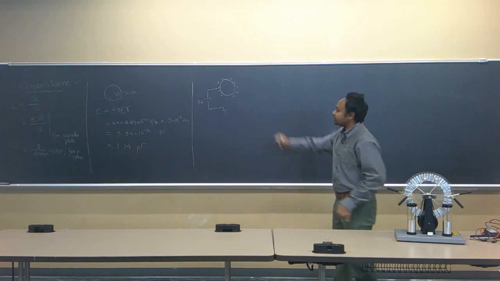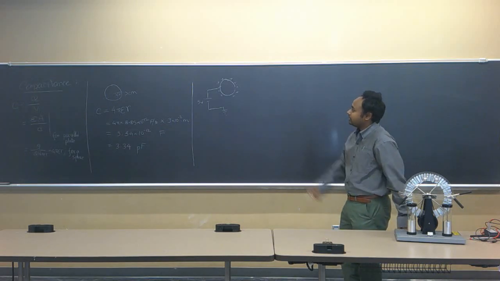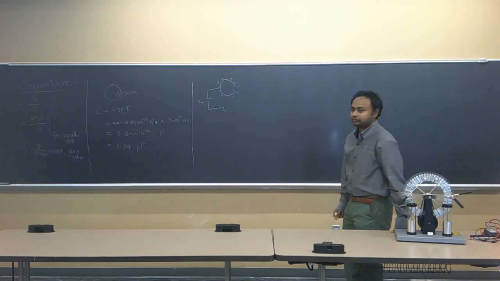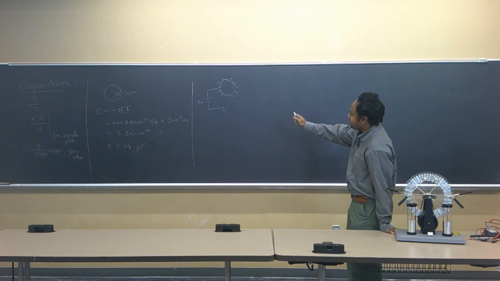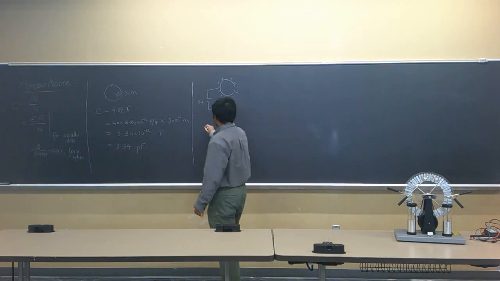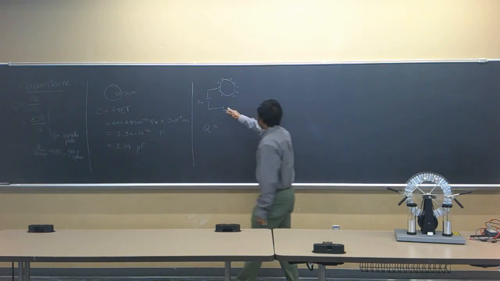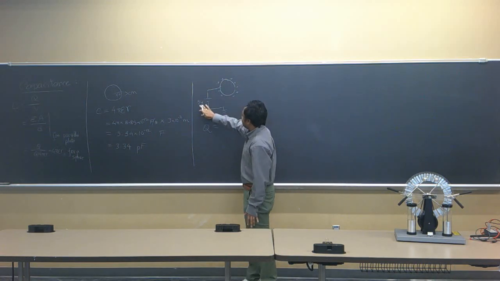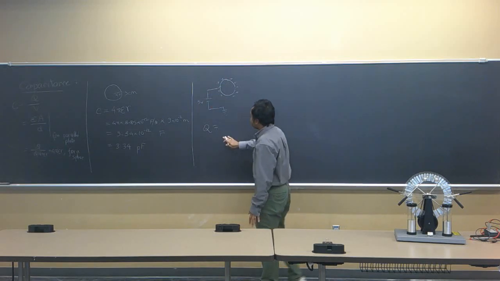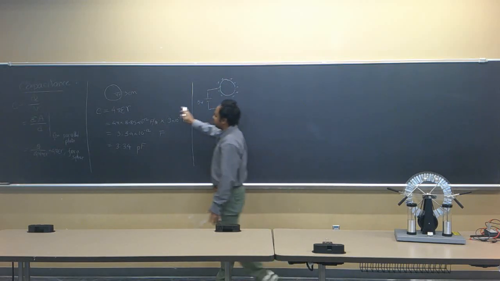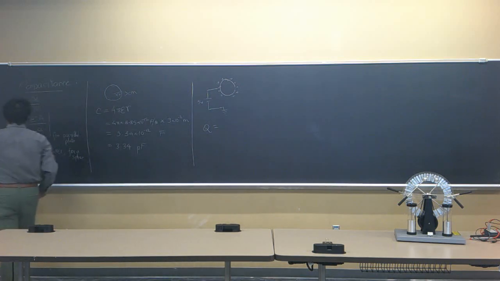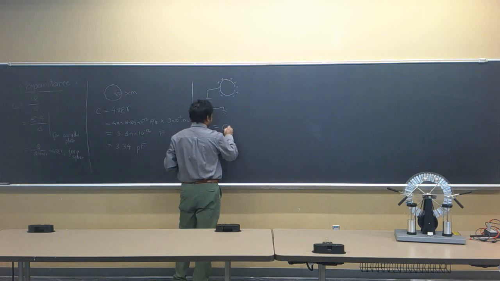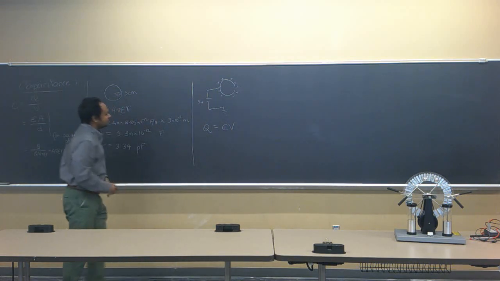Is it possible to find it out based on whatever we learned here? How can I do it? Q is C times V. So I want to find out the value of Q that is going to be induced on the sphere, given we have a 5-volt battery touching it. So we know the value of C, and we know the relation between C, voltage, and charge Q. So based on that, we can say that Q is actually C multiplied by V, right?